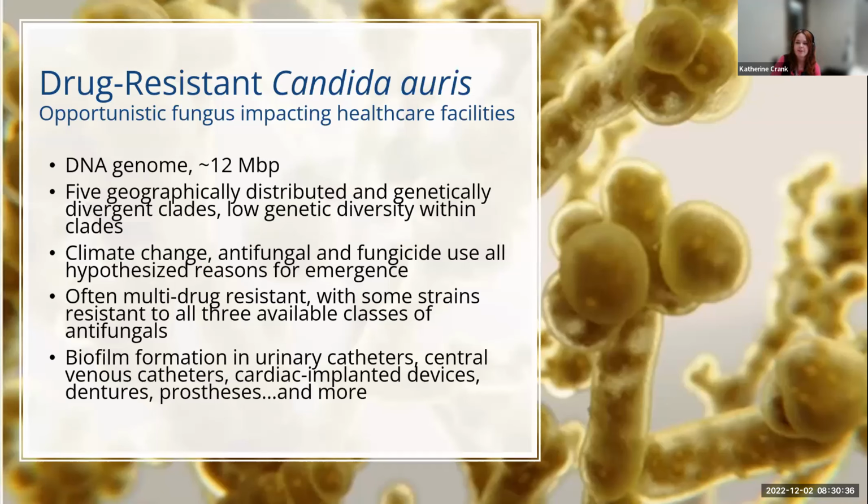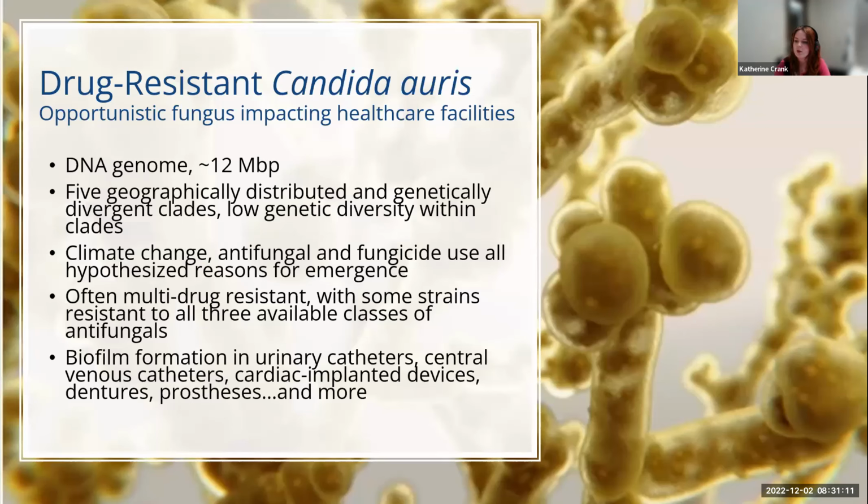C. auris is a fairly large, hardy fungal pathogen with a DNA genome approximately 12 megabase pairs in size. There are 5 geographically distributed and genetically divergent clades, with low genetic diversity between these clades. Since it has only emerged relatively recently, some hypothesized reasons for emergence include climate change creating more desirable environmental conditions for reemergence or emergence, as well as the increased use of antifungals and fungicides.